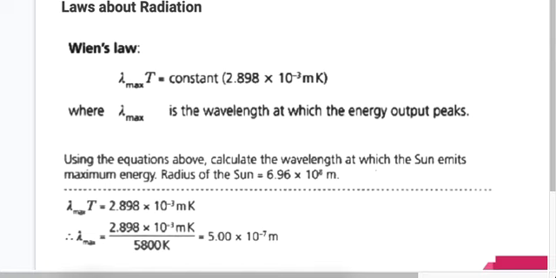And then we talk about Wien's law. It says that the maximum wavelength times the temperature equals a constant, 2.898 times 10 to the power minus 3, where lambda max is the wavelength at which the energy output peaks. So lambda max is not just some highest wavelength, it's rather the wavelength at which the energy will peak.